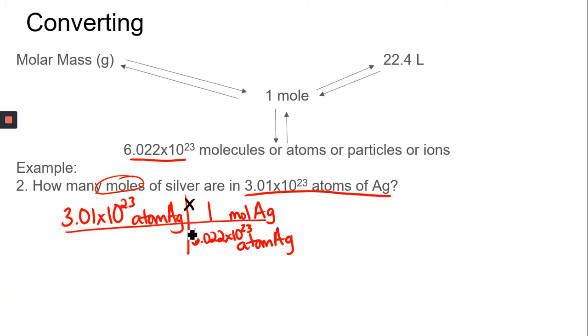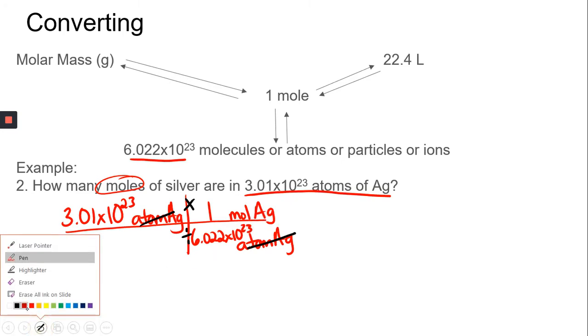So we're going to multiply and divide. When we divide, the atoms of silver will cancel, leaving us with moles of silver, which is what the question is asking us to find.